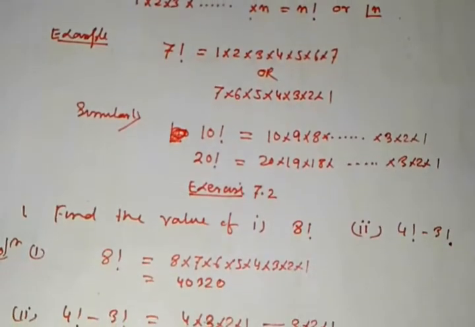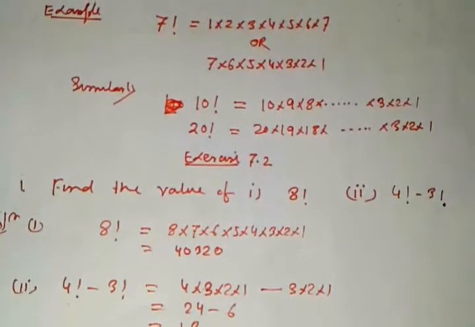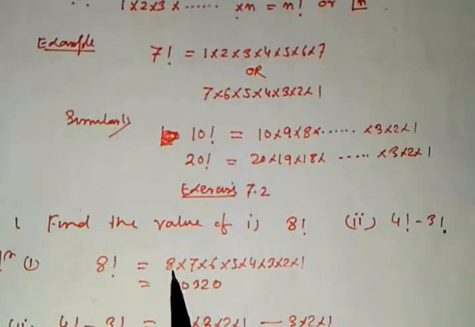7.2, that is find the value of factorial 8. Factorial 8 is the product of natural numbers 8 to 1. 8 into 7 into 6 into 5 into 4 into 3 into 2 into 1. That is 40320.